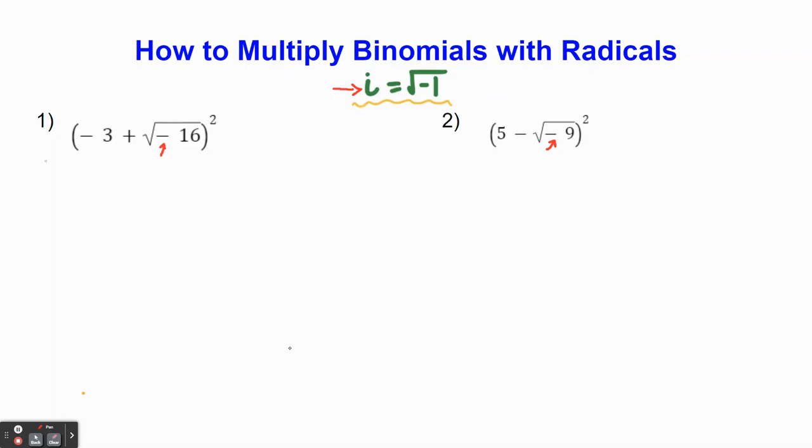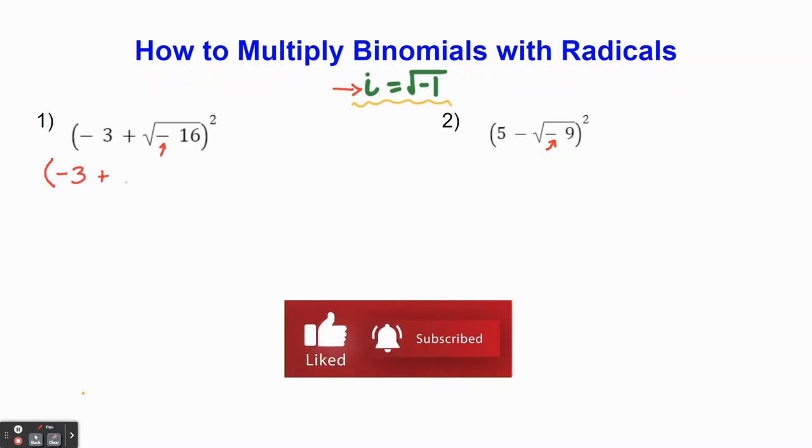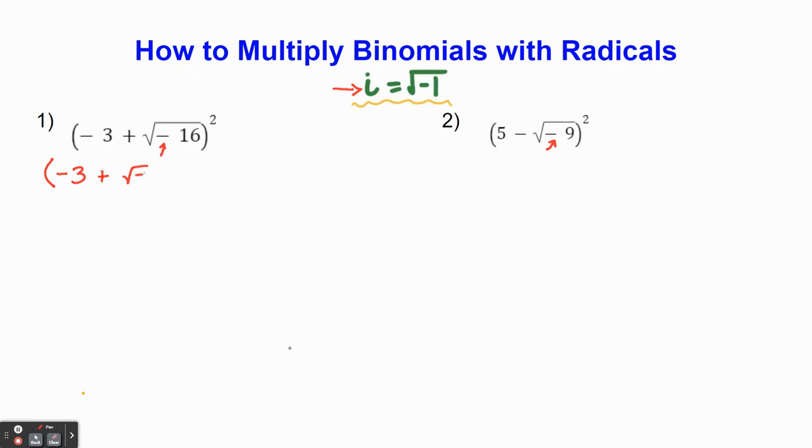So let's take a look at problem number 1. Let's begin with problem number 1. I'm going to rewrite that square root of -16 as the square root of -1 times the square root of 16.